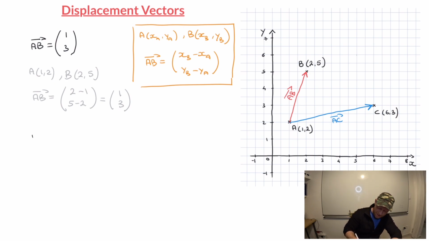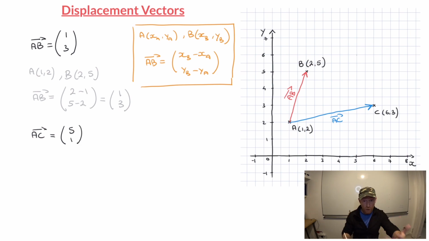We could just quickly say that vector AC is equal to, well, let's see. To get from A to C, we need to move 1, 2, 3, 4, 5 units to the right, so that's positive 5, and 1 unit upwards. So vector AC is equal to (5, 1).